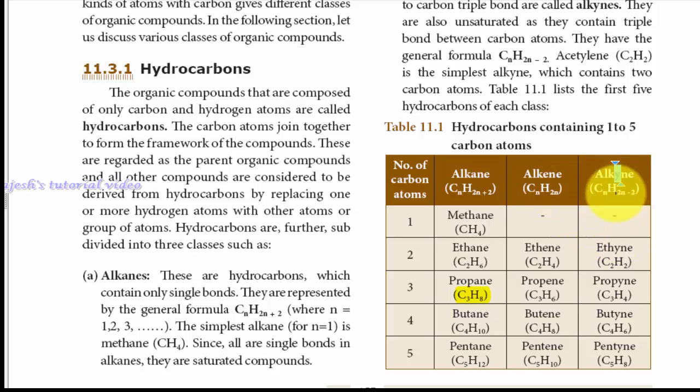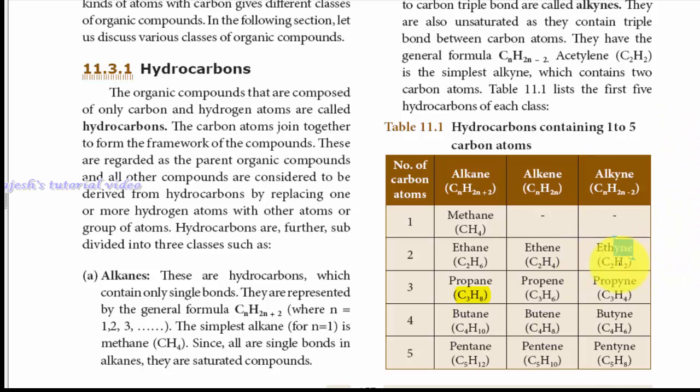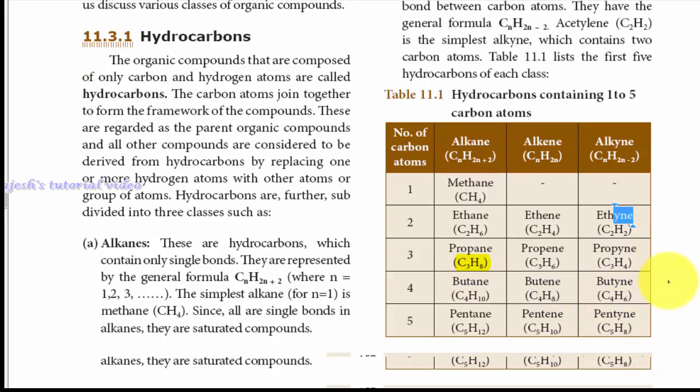Naming of these hydrocarbons: all alkanes are given a root word and suffixed by ane. So methane, ethane, propane, and so on. Alkenes are all suffixed by ene to the root words. The first alkene has 2 carbons, so ethene, propene, butene, pentene, and so on. Similarly, alkynes are suffixed with ine to the root word: ethyne, propyne, butyne, pentyne, and so on.